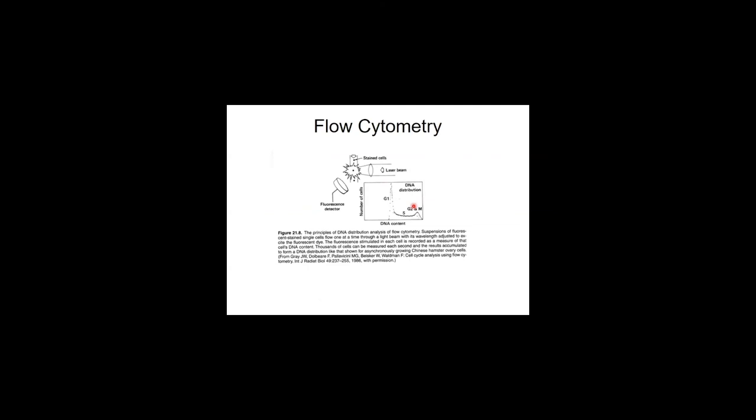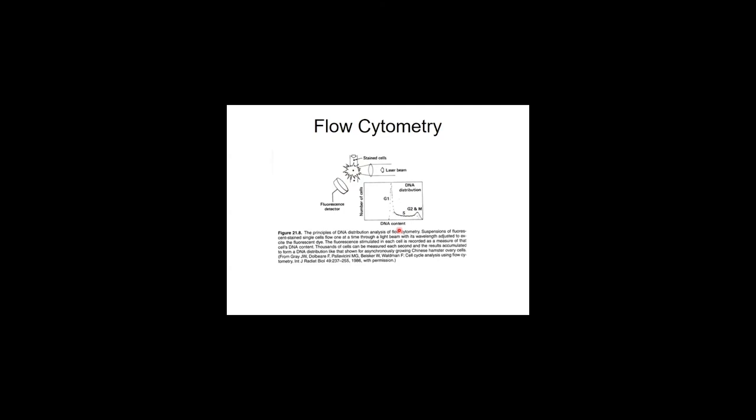Okay, so what happens in flow cytometry? Let's think about those BUDR labeled cells. We add BUDR, which incorporates into the newly synthesized DNA. We add an antibody that can be detected by fluorescence. We have a laser beam that shines a fluorescent light on the cells, and a fluorescence detector, which detects it. And here's our plot.